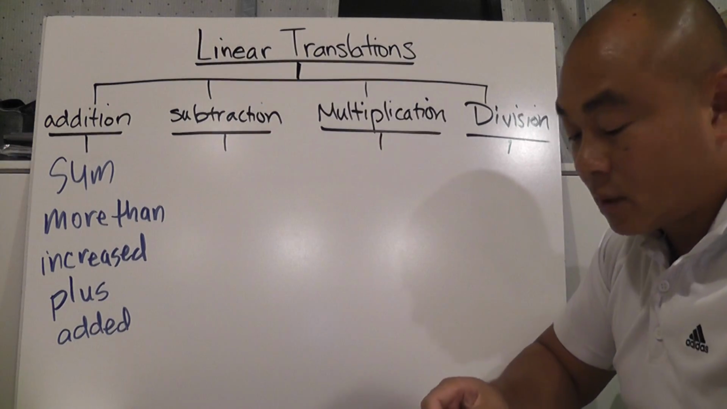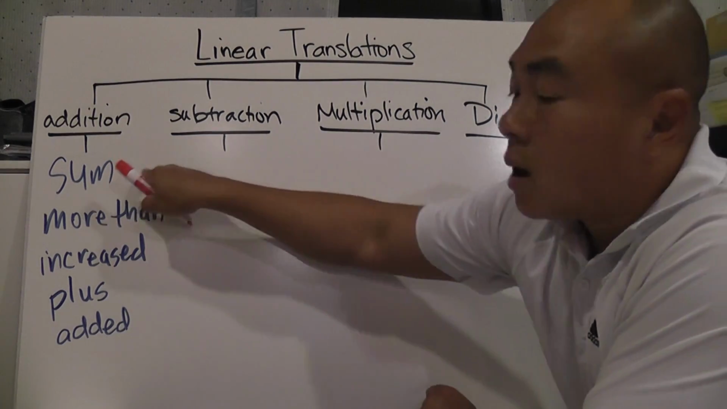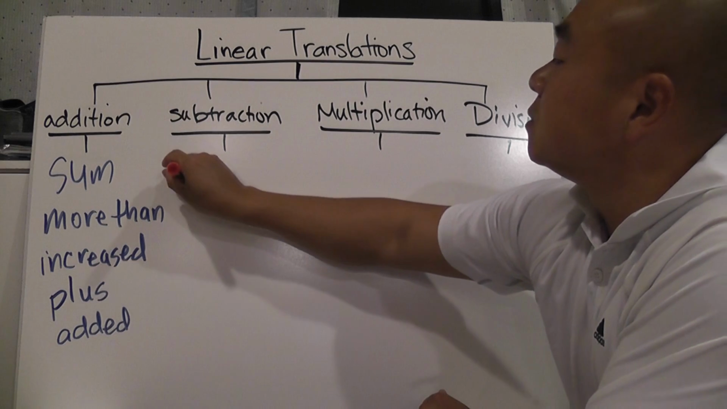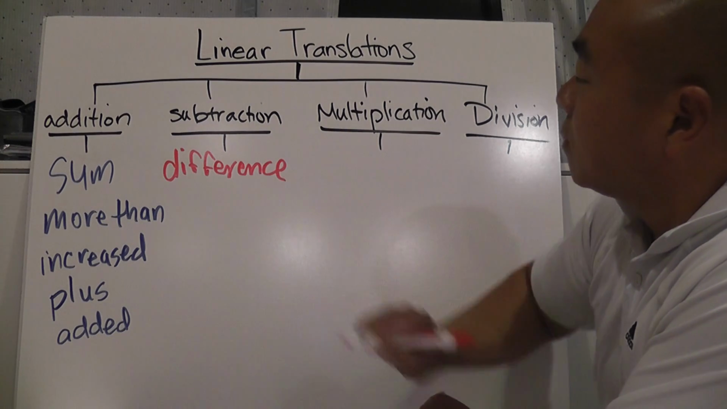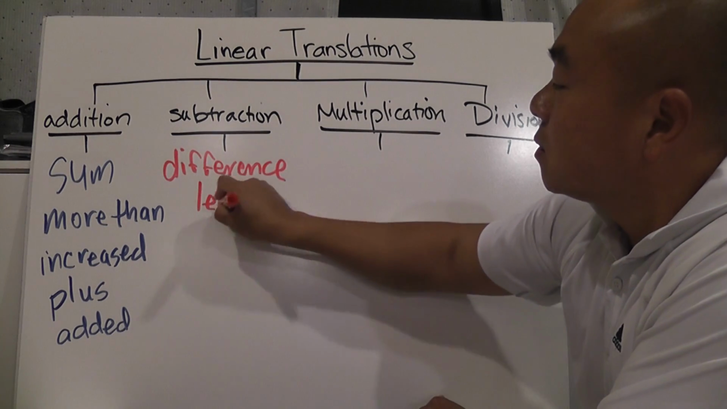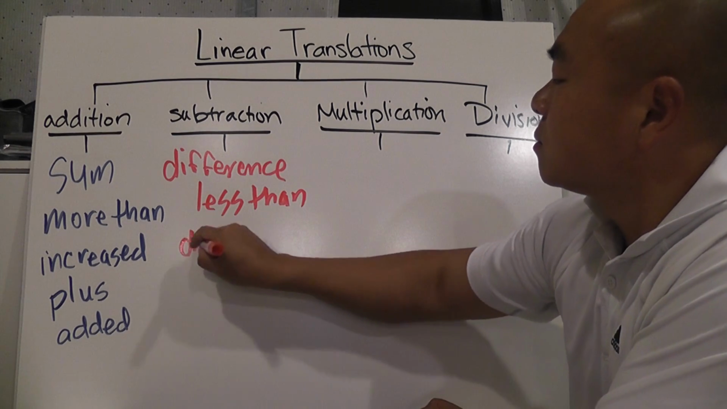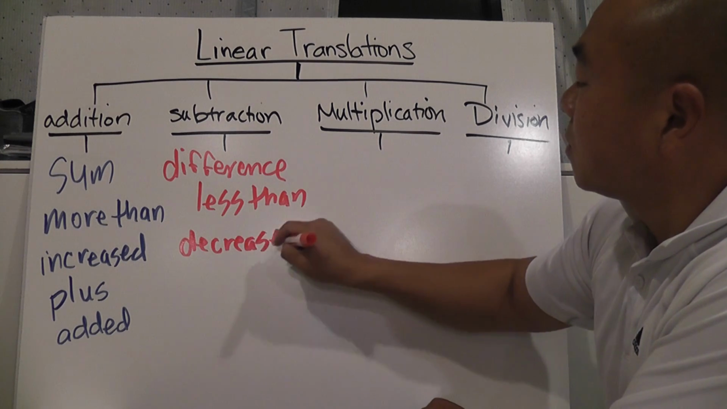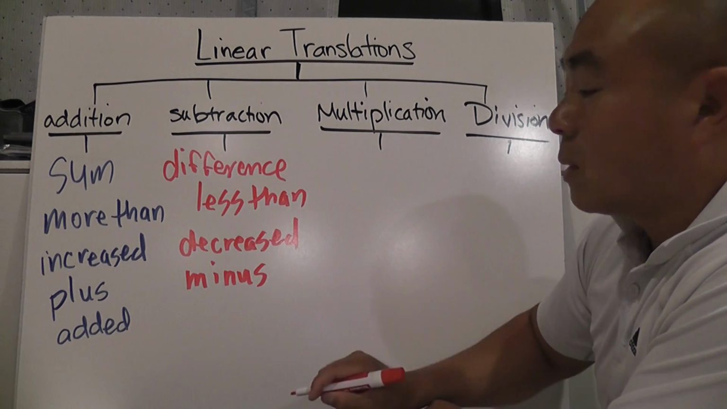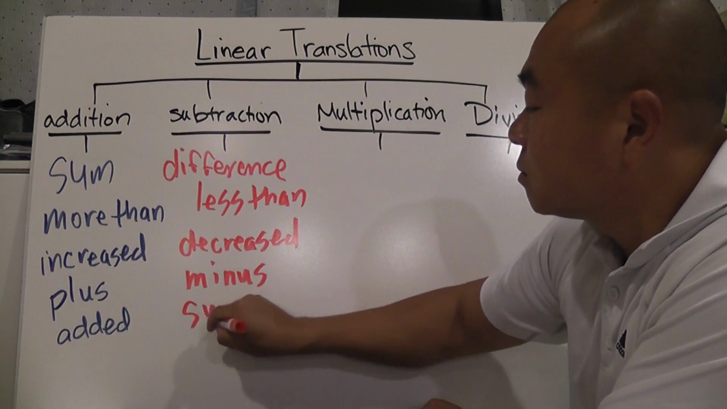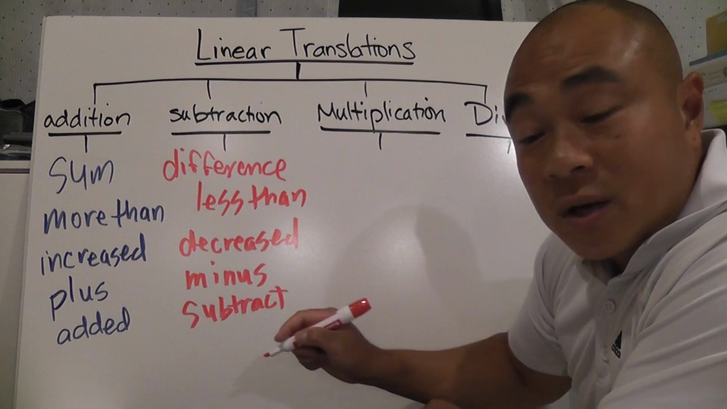Let's start with subtraction. I'll use a different color. Alright, along the same lines, let's go ahead and go with difference. How about less than? Decreased. Minus. And of course, subtract. Notice they're kind of direct opposites of each other.